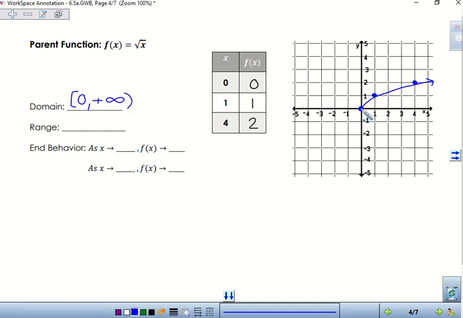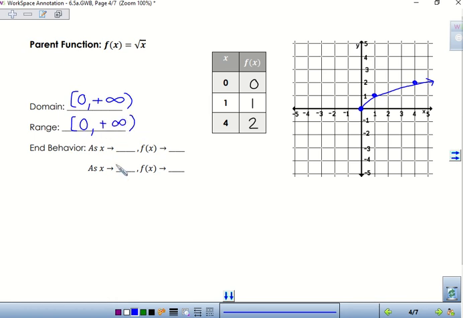So if we're talking about x's, the smallest x it's ever going to take on is 0, and then it goes off to the positive infinity direction. Now, to generate your range, you're going to take the lowest value of your domain and plug it into the function. So what's the square root of 0? Good, so my range is also 0 to positive infinity.